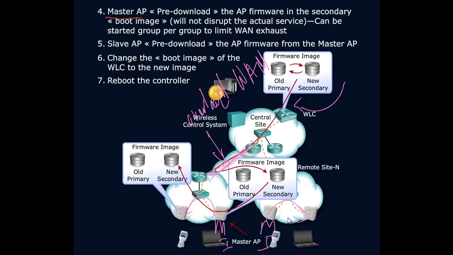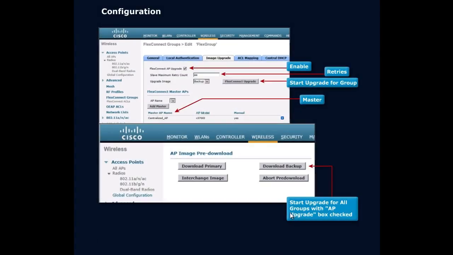Now we change the boot image of the wireless LAN controller to the new image and then reboot the controller. Okay, so we're changing to the new image. See right here, we're changing to the new image. And then we're rebooting the controller. Rebooting the controller will cause it to what? Actually move into the new firmware. Pretty awesome. So what does this look like in our environment?